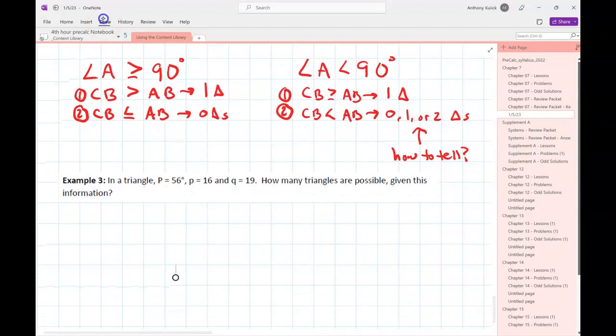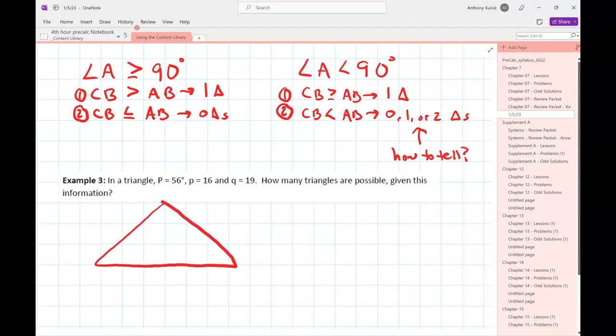All right, so we have some triangle where angle P is 56 degrees, side P is 16, and side Q is 19. Asks how many triangles are possible. I'm going to just start by drawing my picture.